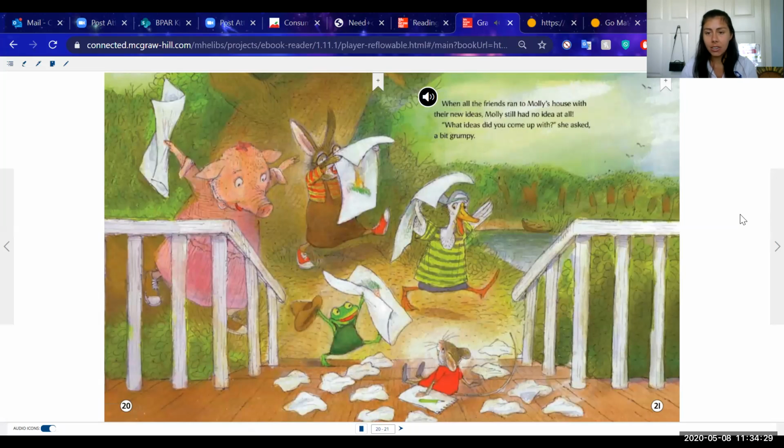What do you think, or what do you predict were the ideas that the friends came up with? What do you think Pig is going to do? What do you think Rabbit is going to do? What about Goose? And what about Toad? Take a look at the picture and see.